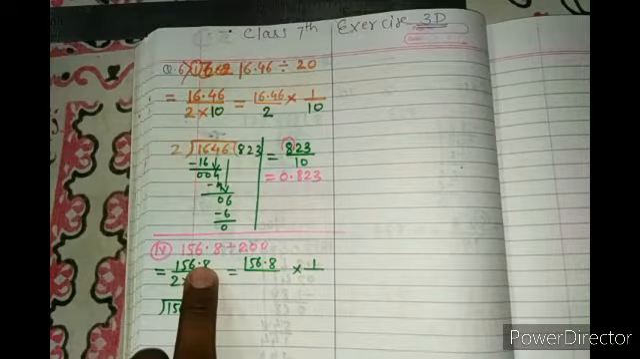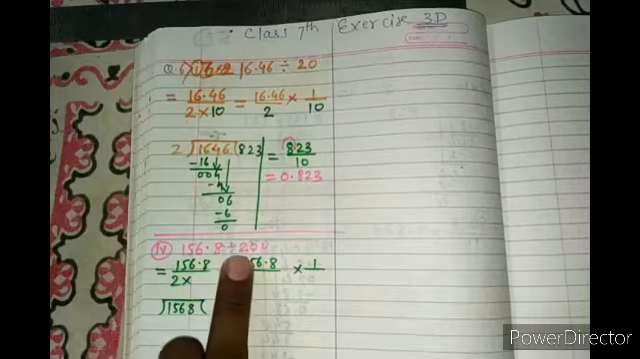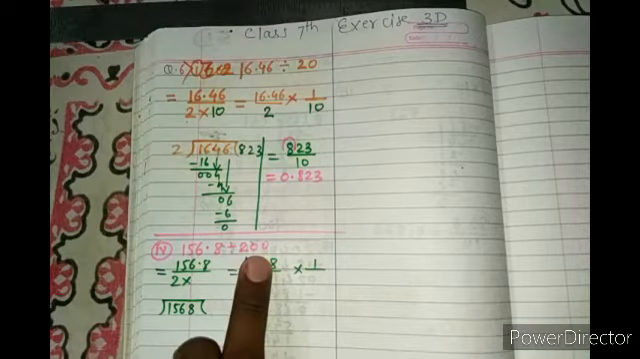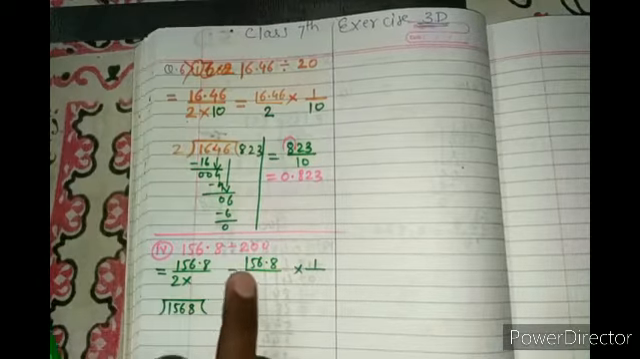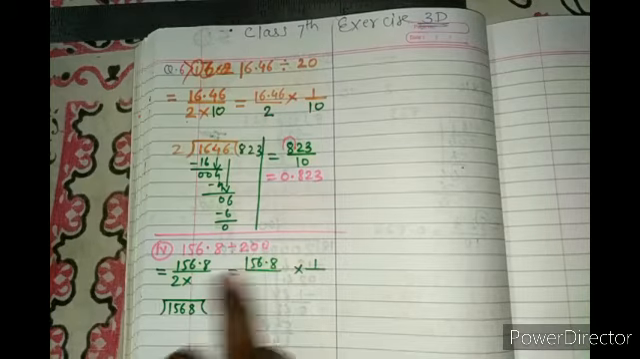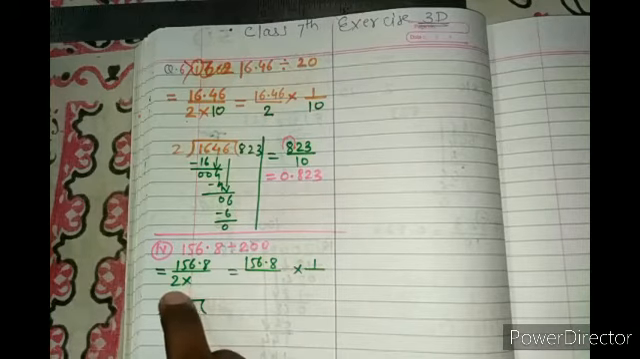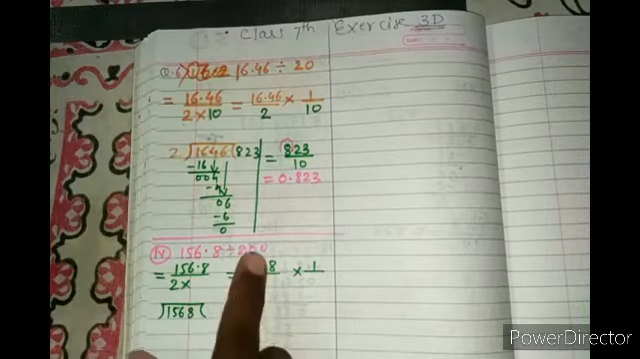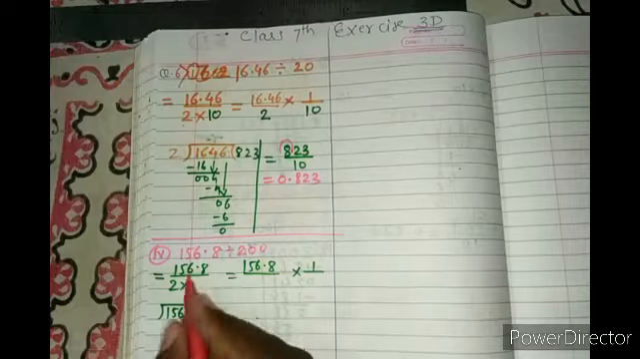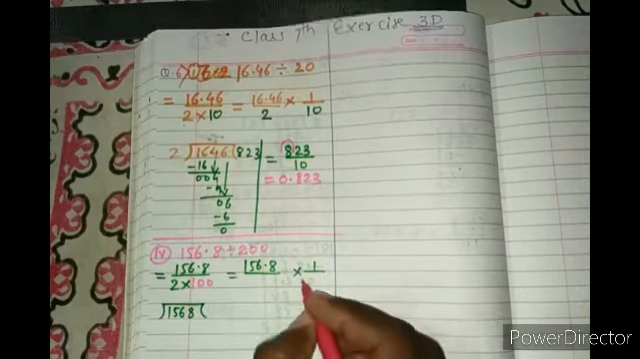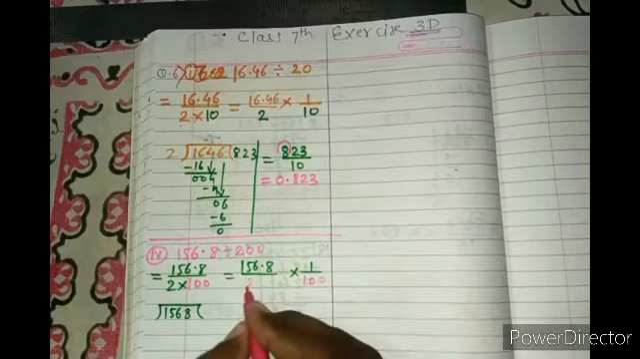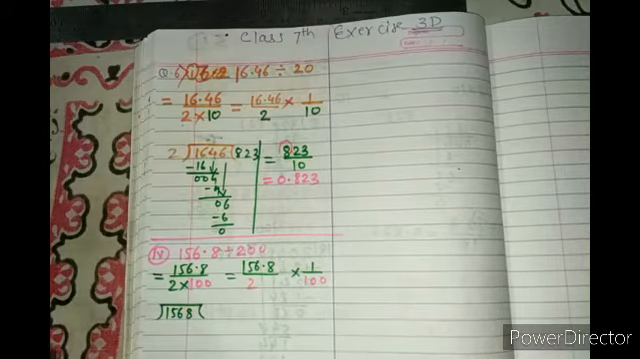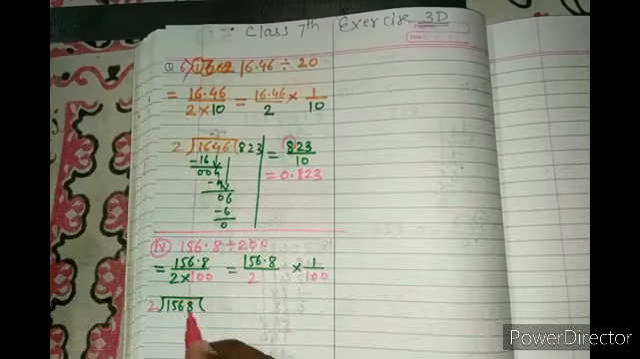Again I have taken the fourth problem: 156.8 divided by 200. Here also we will distribute the 200 into its factors. 2 is one factor and the other factor is a multiple of 10. Here it is 200, so we will multiply by 100. Now I will write 100 here and 2 here. First we will do the division by 2.